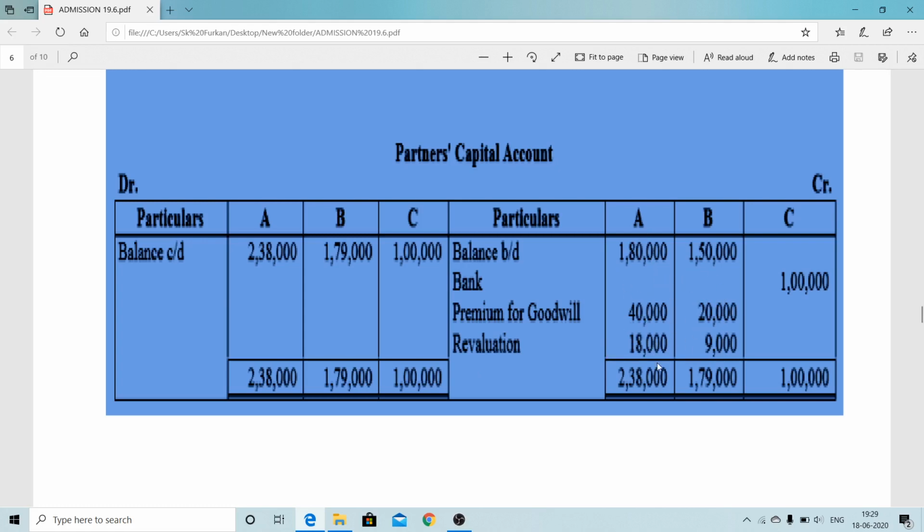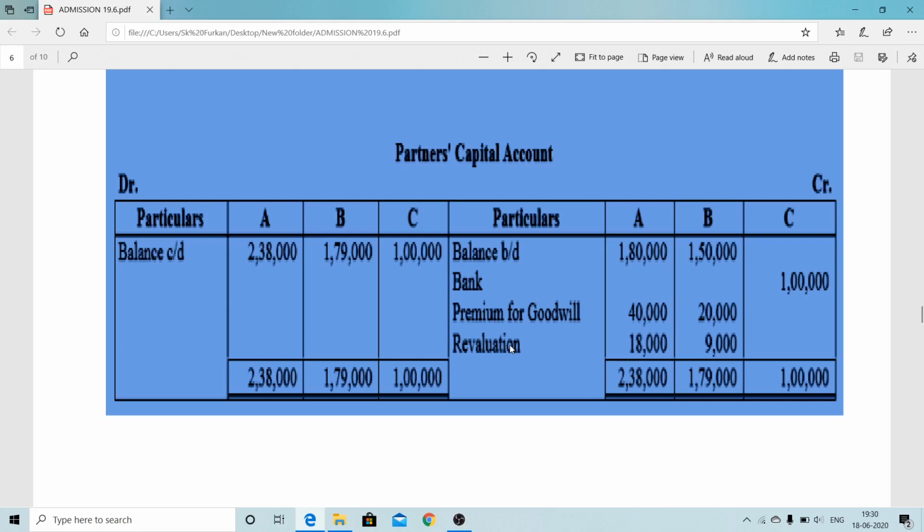First, A's column addition is coming 2,38,000, B's column addition is coming 1,79,000, and C is 1 lakh. On the debit side, no information is there. Sometimes it may be like profit and loss account debit balance, advertisement suspense, or goodwill for elimination, if that type of entry is there. That time we have to deduct and then find out the closing balance. In this case there is no such information, therefore we can directly write the total amount here, 2,38,000, 1,79,000 and 1 lakh. That is the current balance of capital of A, B and C.